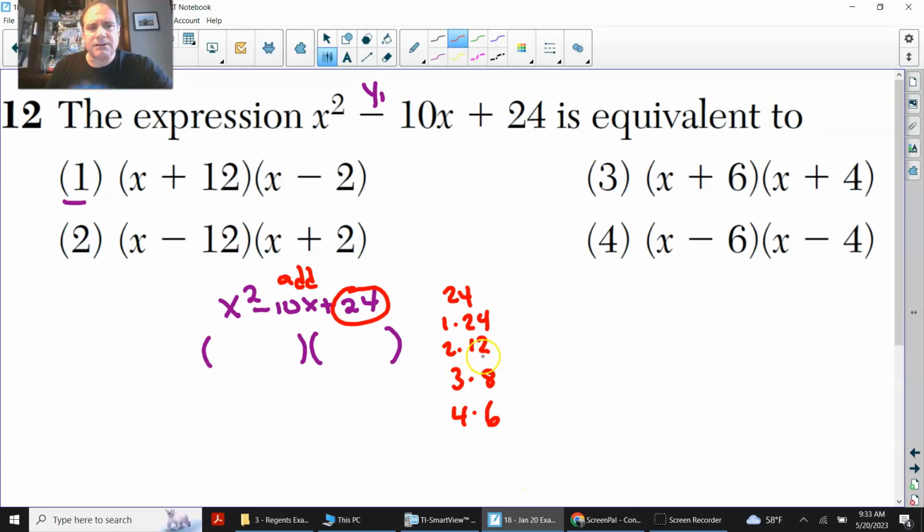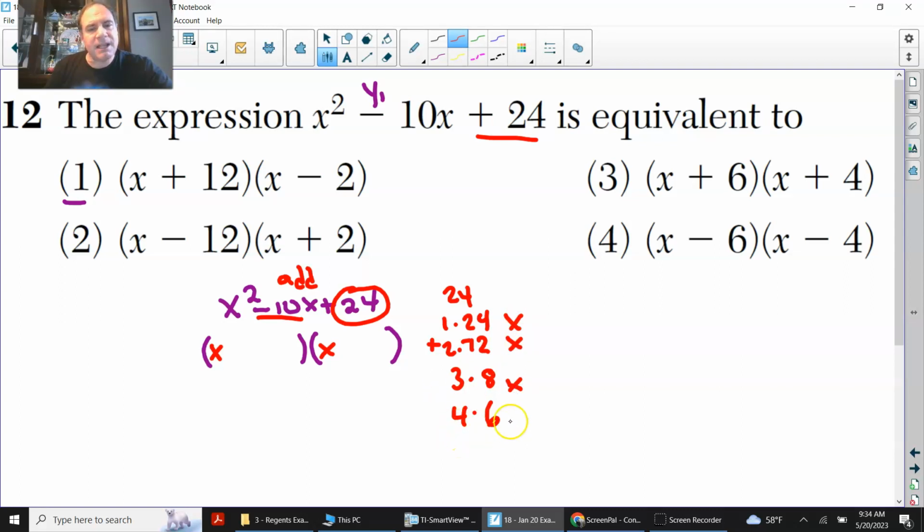But I'm going to stop here. I'm going to say, okay, it has to be x and x. So is it 2 and 12, though? It has to equal a positive, and this has to add to a negative. So if I put a negative 10, 12 has to be negative and 2 has to be positive. 2 minus 12 is negative 10. But 2 times negative 12 is not positive 24. So this is out. So this is out also.